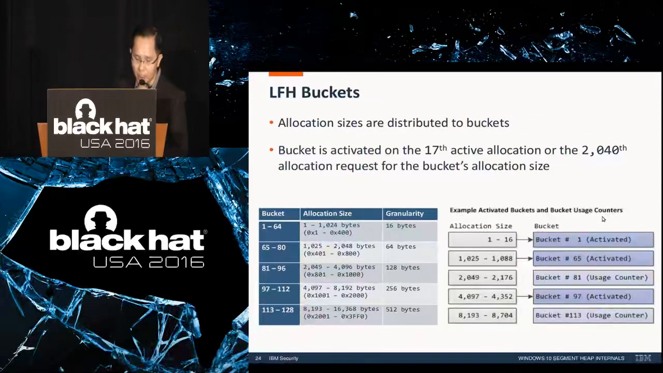Allocation sizes are distributed into buckets. Initially, all buckets are not activated, and for each bucket, there's a counter tracking the allocation and free requests for the allocation sizes corresponding to the bucket. The bucket is activated on the 17th active allocation for the bucket's corresponding allocation size. Another way to activate the bucket is if the allocation requests for the bucket's corresponding allocation size reach 2040, regardless of whether the blocks were previously freed.